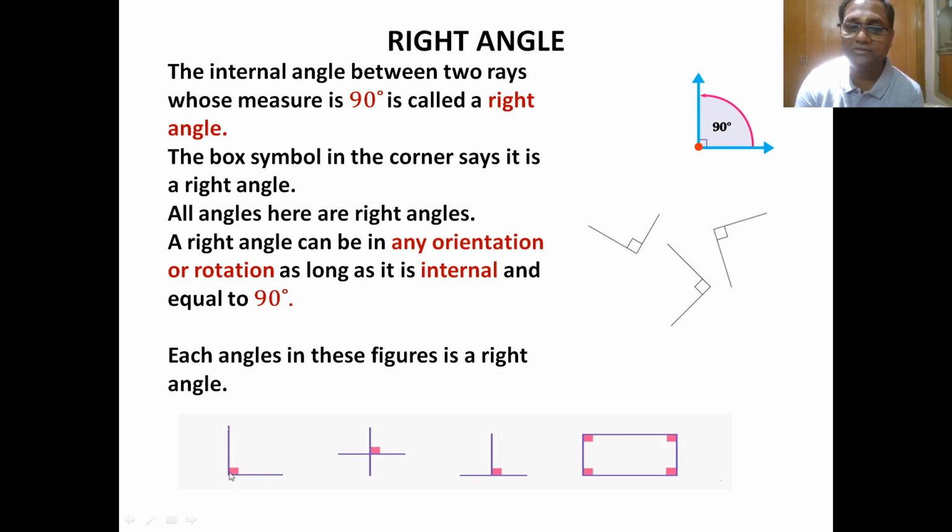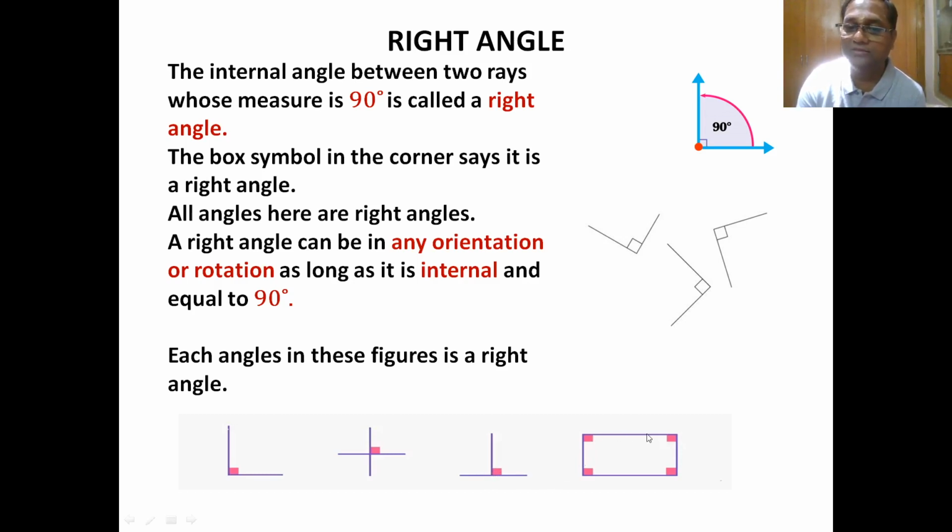You can see two rays and the box indicating that this is 90 degrees. Now, two lines intersecting each other, if one of the angles is equal to 90 degrees, it means that the other angle is also 90. This angle is also 90 degrees and this angle is also 90 degrees. This is a straight angle, and another ray is kept in such a way that one of the angles is 90 degrees. So the measure of the straight angle is 180 degrees. Half of it is 90 degrees, so the other half will also be 90 degrees.